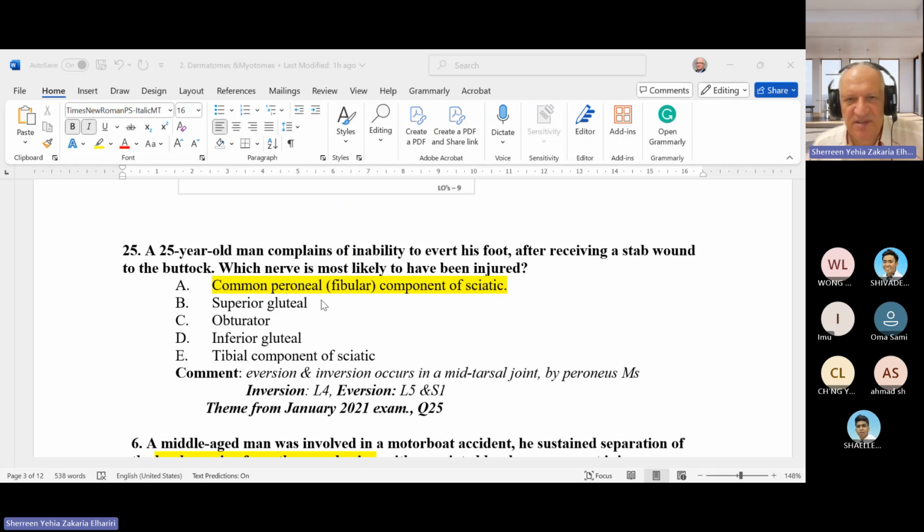because the sciatic is a big nerve and has components that later become the common peroneal nerve. And again, inversion is L4, eversion is L5 and S1. Very important and a very common question.